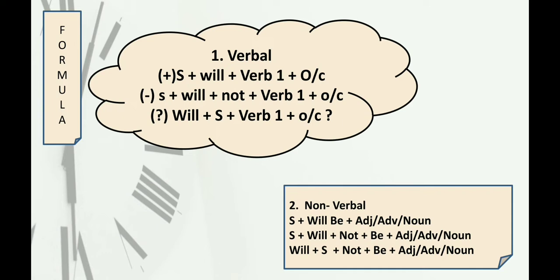And then for the negative one, untuk yang bentuk negatif, not-nya diletakkan setelah will. Jadi jangan terbalik, okay? And then for the interrogative one, will moves to the front, will-nya pindah ke depan. Setelah itu followed by subject, diikuti dengan subject, and then verb one, kata kerja pertama. Setelah itu adalah object dan complement. So you have to remember the formula of the verbal one. Itu dia untuk rumus yang verbal.